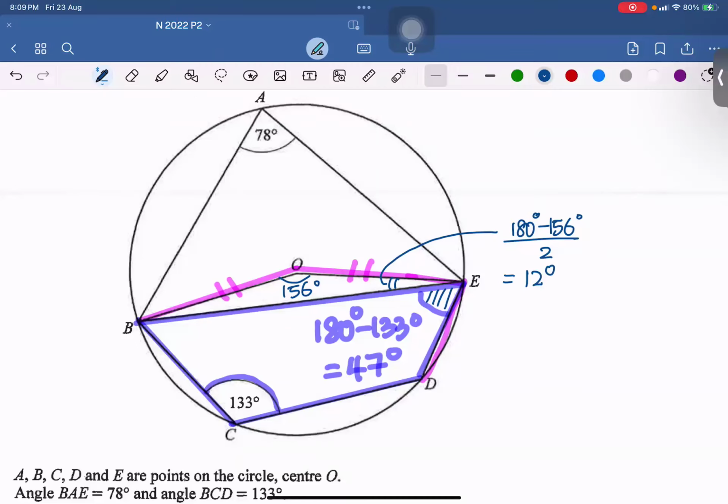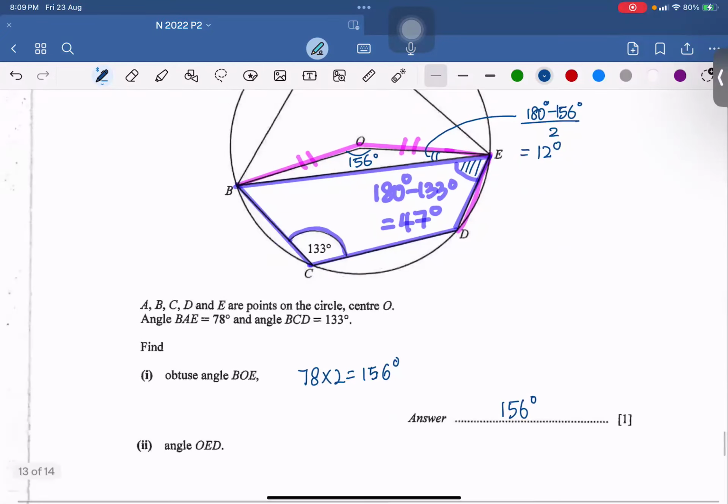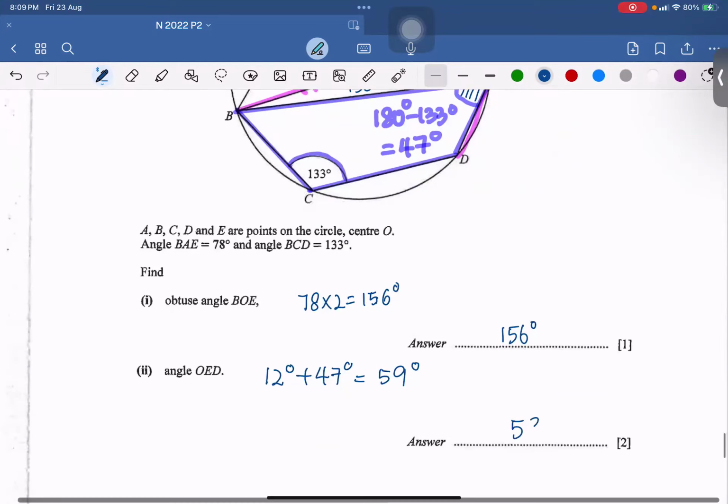So now I want to find the whole of angle OED. That will be taking the angle 12 degrees plus 47 degrees to give you your answer. And that gives me the answer 59 degrees. Okay.